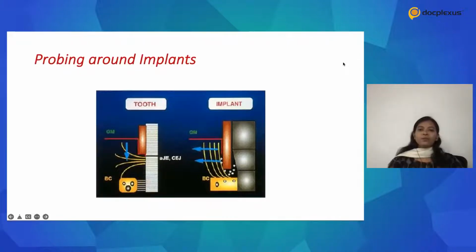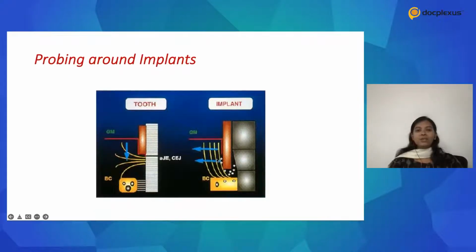This is the picture I showed you of how you can probe. Normally around the tooth, when you place the probe, there might be a structure hindering you from probing. Around the tooth, can you see this fiber component? It looks like a fiber, no? This fiber component will hinder you from probing. In an implant, what happens is this fiber structure looks like this.